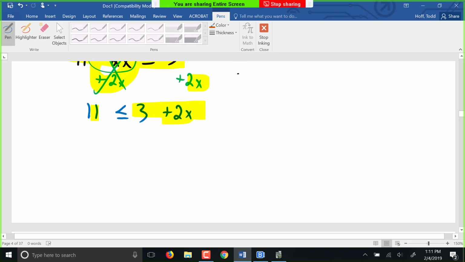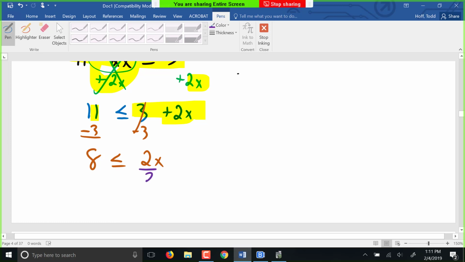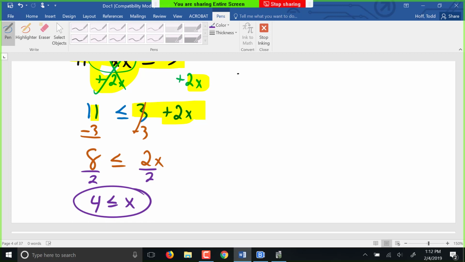So now we're solving for the 2x. Now we start out by subtracting the 3. So we get 8 is less than or equal to, this 3's gone, 2x. What's next? Divide by 2. 4 is less than or equal to x. Now, we've got our solution, and we didn't have to multiply or divide by a negative.